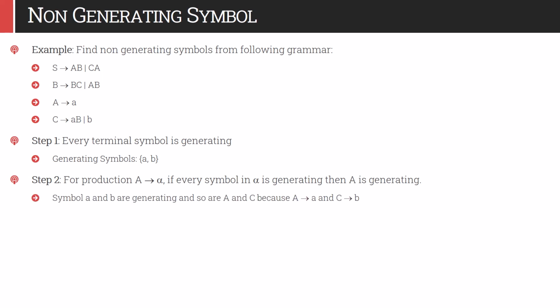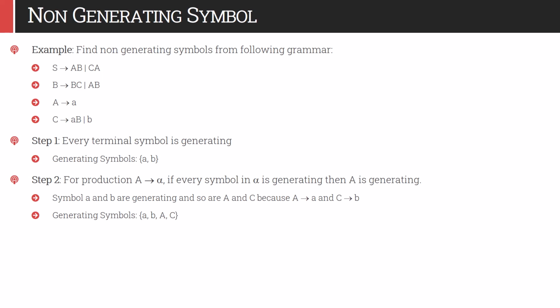If we look at the last two productions, capital A derives small a. Here the right hand side of A contains all terminal symbols, or we can say all generating symbols, and hence A is also generating. In the last production, C derives B. So C is also able to generate some string B. B is a generating symbol and hence capital C is also generating. So now our generating symbol set contains four symbols: small a, small b, capital A, capital C.